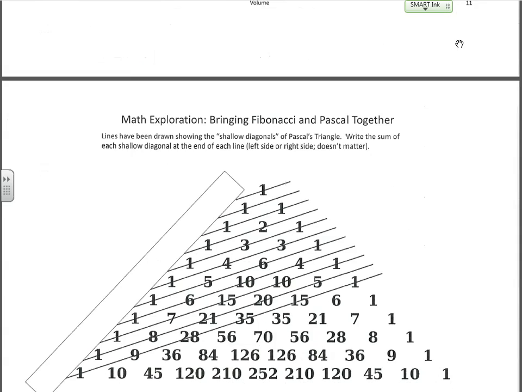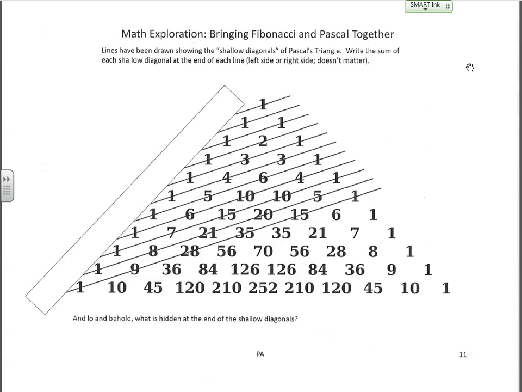Next page, we have our math exploration. Bring Fibonacci and Pascal together. We've talked in each packet this year about either Pascal's triangle or the Fibonacci sequence. This relates the two, of course. They're so amazing on their own. There must be something that connects them. Well, this is it. So what are called the shallow diagonals, I've kind of drawn them in for you.